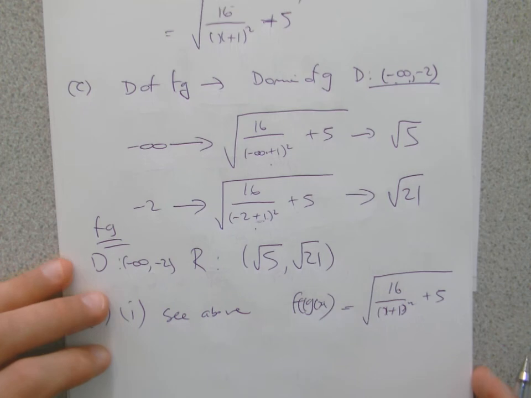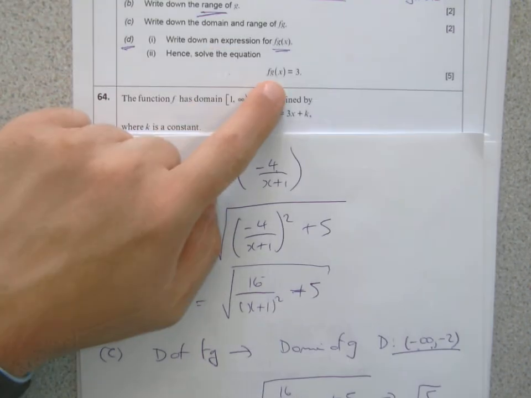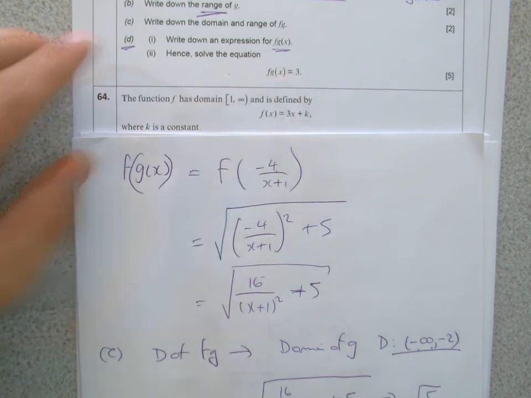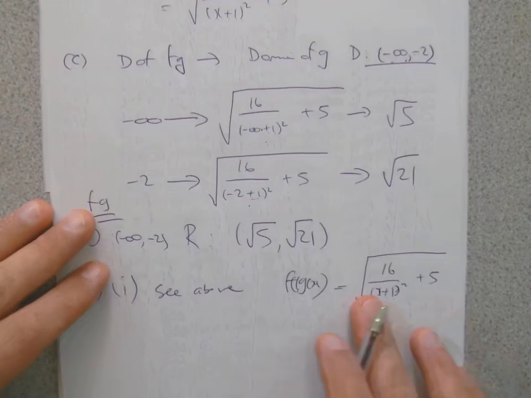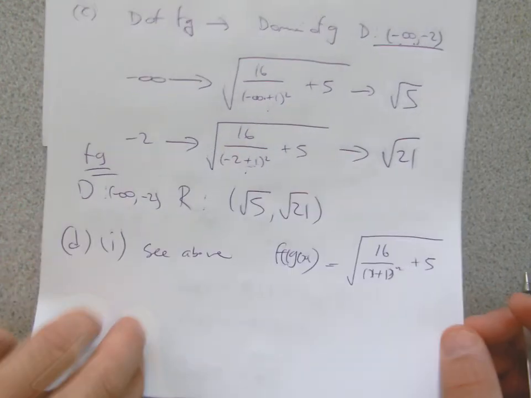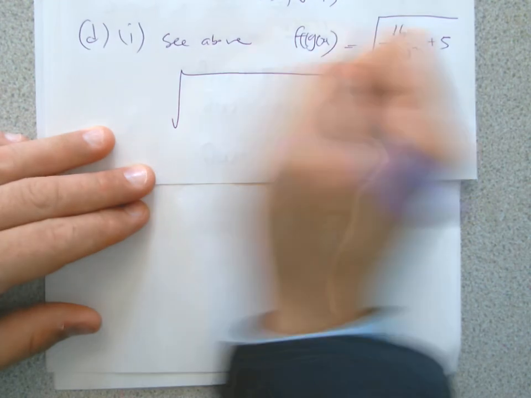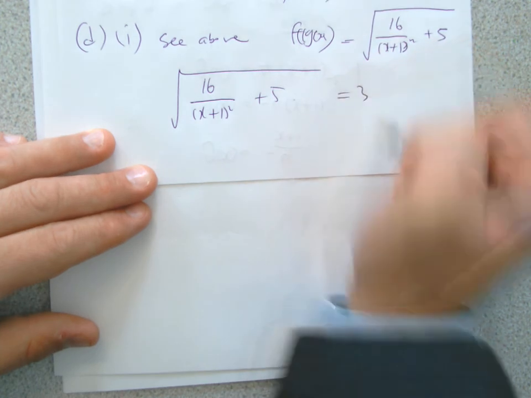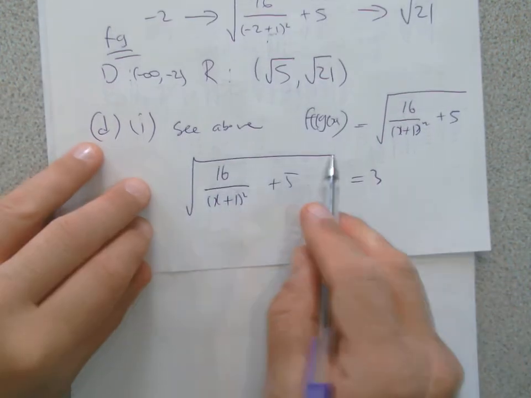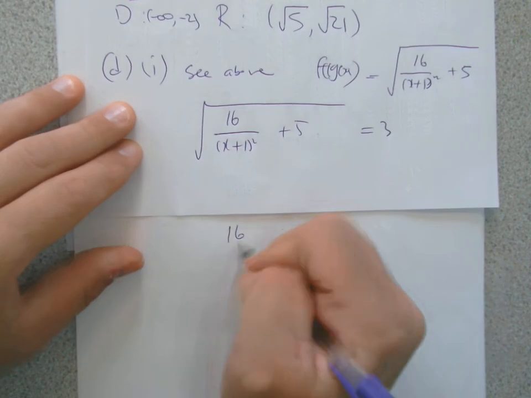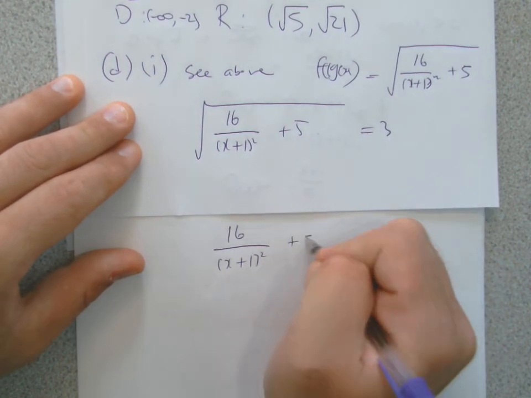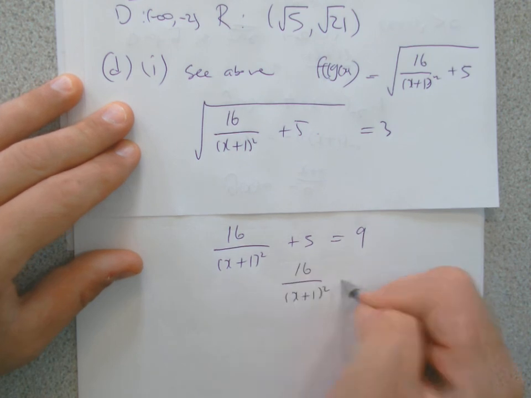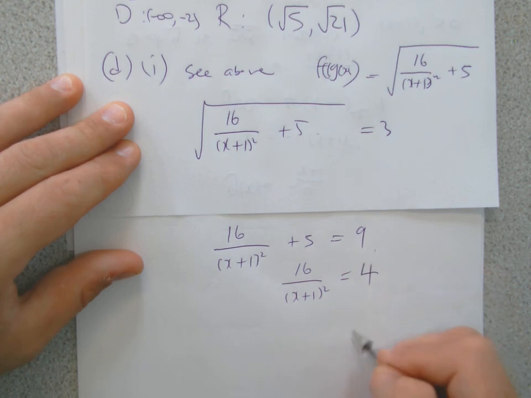Then the last bit says solve the equation when it's equal to 3. So this equation, fg of x when it's equal to 3. Well, 3 is just the line y equals 3, so it's like simultaneous equations. Basically we'll put this equal to 3 and set it out like this. What I would do handily here, because you're square rooting the whole thing, is take the square root over and square that side. So you get 9. Take the 5 over, it becomes a subtract, so that becomes a 4.